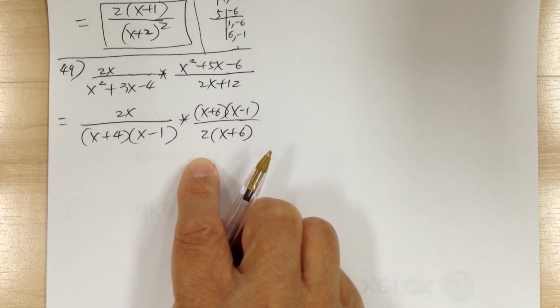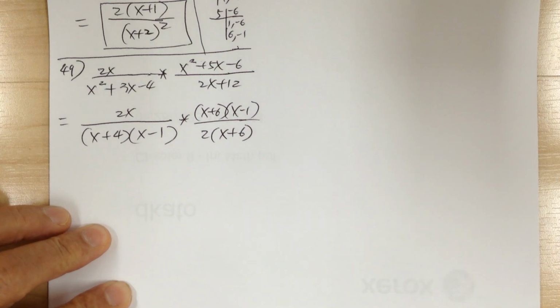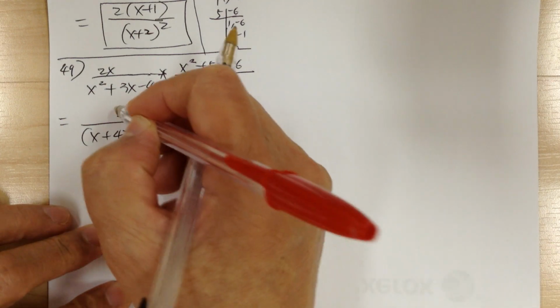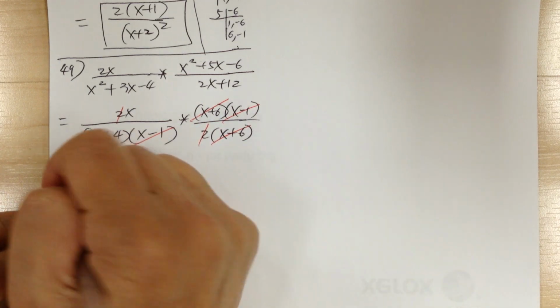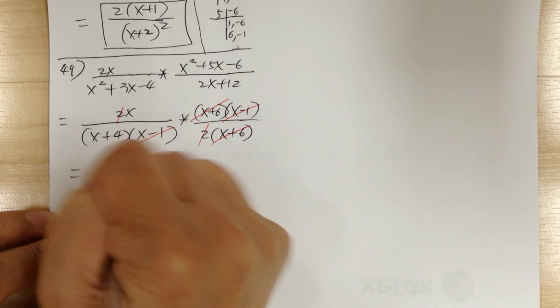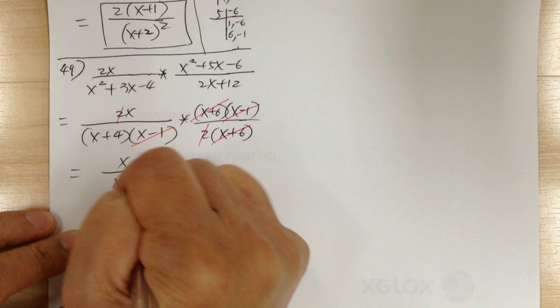Next step is to cancel things out. x plus 6 cancels with this, 2 cancels with the 2, x minus 1 cancels with x minus 1. So you end up with x over x plus 4.